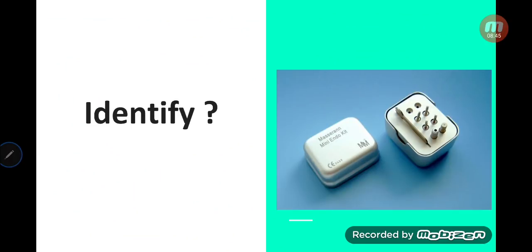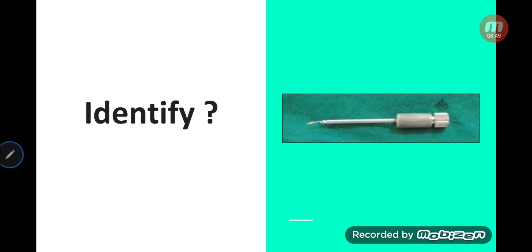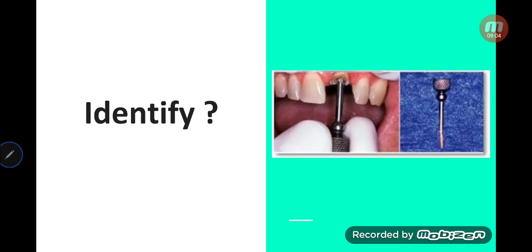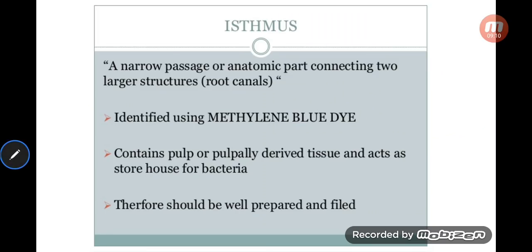Okay, this is a file retrieval system. You can clearly see this is a Masserann kit. The Masserann instrument helps in removal of the file. Recently they have given one question on the Gyro kit. Gyro kits are used to remove the post. Masserann kits are used to remove the files. This is used to remove the post. This is one more system which helps in removing the post. You can see the post removal inserted, and they are removing the post.